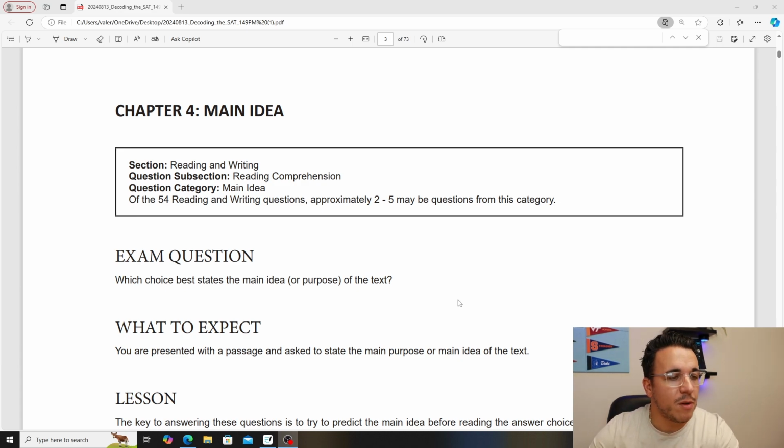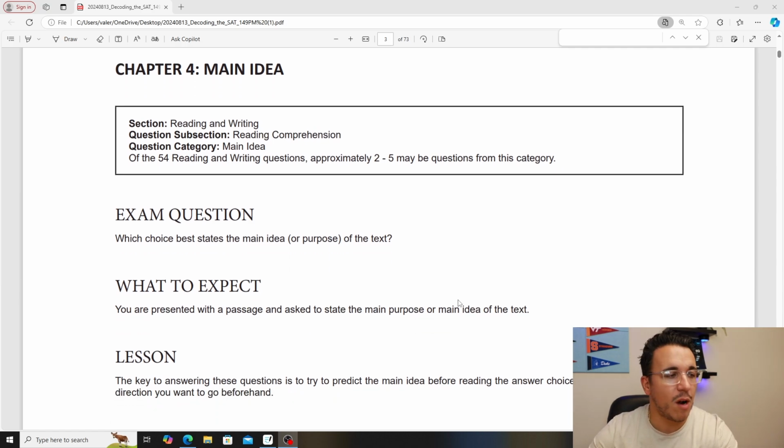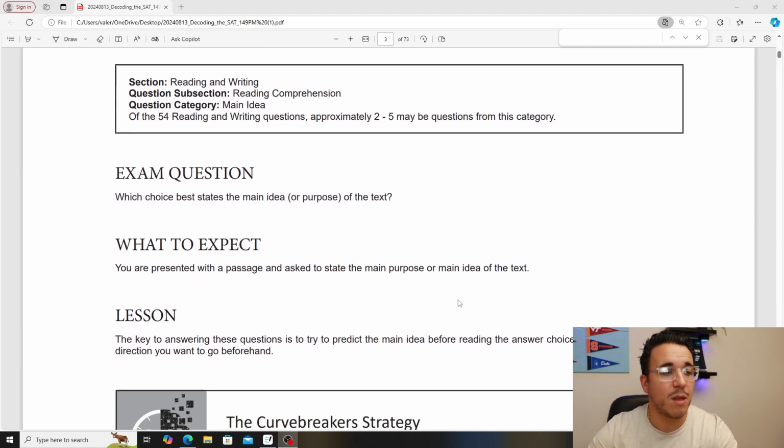All right, so you're gonna have a few of these questions, somewhere between 2 and 5. It is a difficult question, so it's important that we address it. The actual prompt: which choice best states the main idea or purpose of the text? Pretty straightforward, just what you would expect. Now you're gonna be presented with a passage and asked to state what the main point or main purpose is. And it's gonna be important, once again, to use a predictive strategy. You wanna read the prompt, understand it, and predict what you would say the main point is, and then try to match that to one of the correct answers. So let's get into the specifics of the strategy.